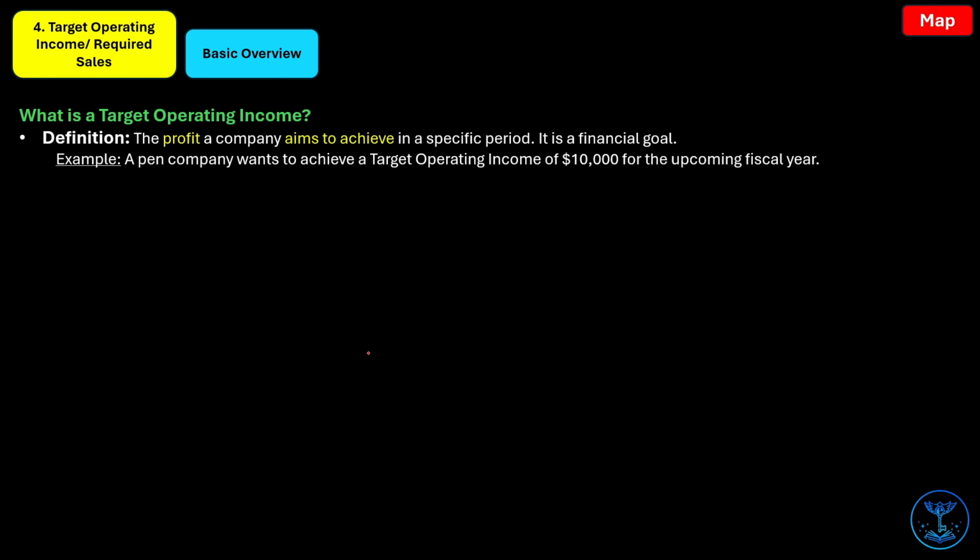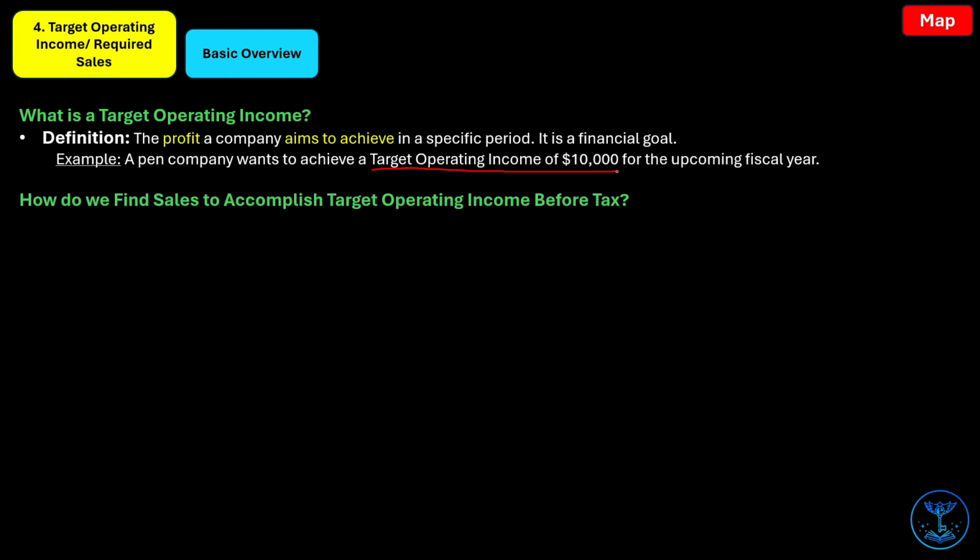Now, target operating income / required sales. So what is a target operating income? Well, the definition is the profit a company aims to achieve in a specific period. A target operating income is a financial goal. So an example, a pen company wants to achieve a target operating income of $10,000 for the upcoming fiscal year. This is their financial goal.